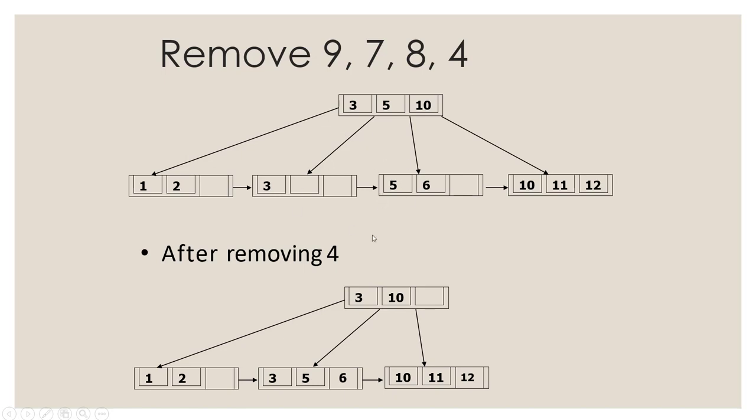And because we went from these 2 nodes to 1, we have lost a node, meaning we're going to lose an index value. So 3 and then 10. So these index values were pulled from each of these nodes. It's the smallest values from each node.